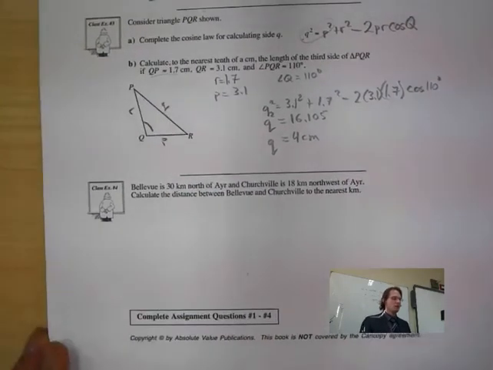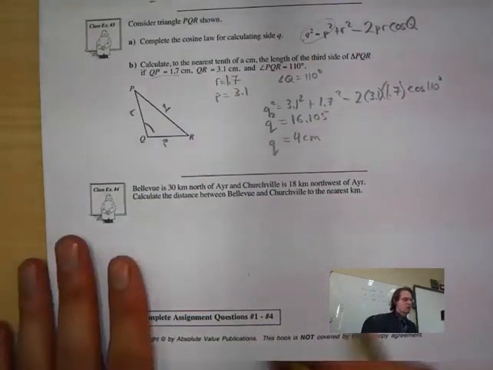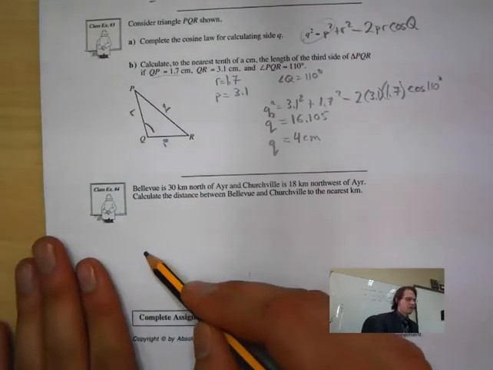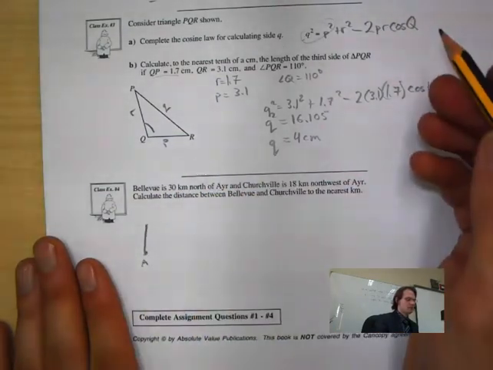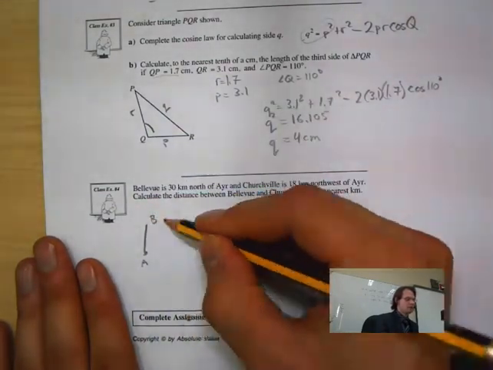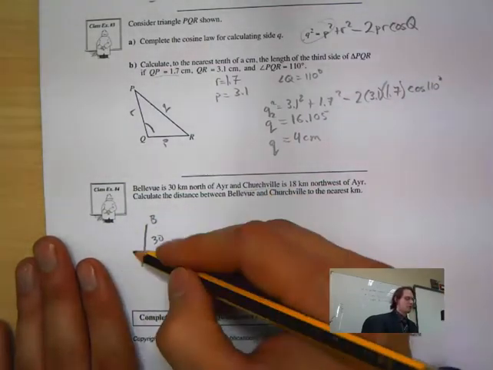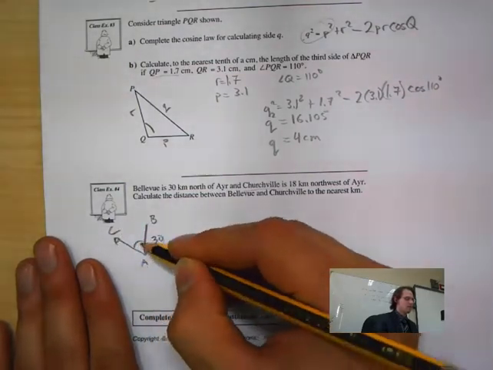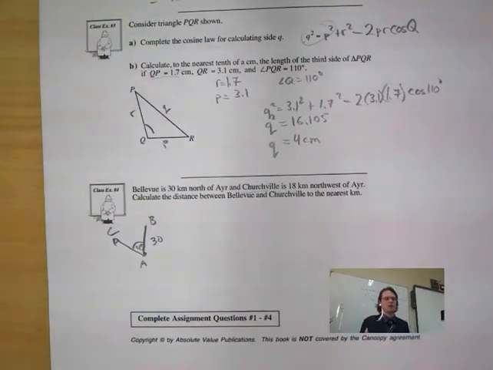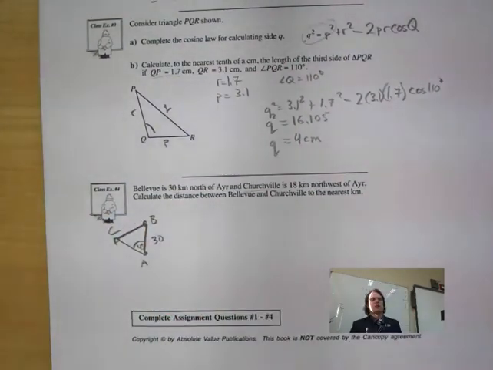Now this last question here, I want to kind of skip because it's worded kind of awkwardly. So if I was to draw this out, it's saying we have A here, and it goes 30 kilometers. Bellevue is 30 kilometers north. And then it's saying Churchville is 18 kilometers northwest. Now they're assuming that this is 45. That's a very hard thing to make. So there is my triangle, and you are to calculate based on that. So they're assuming that's 45.